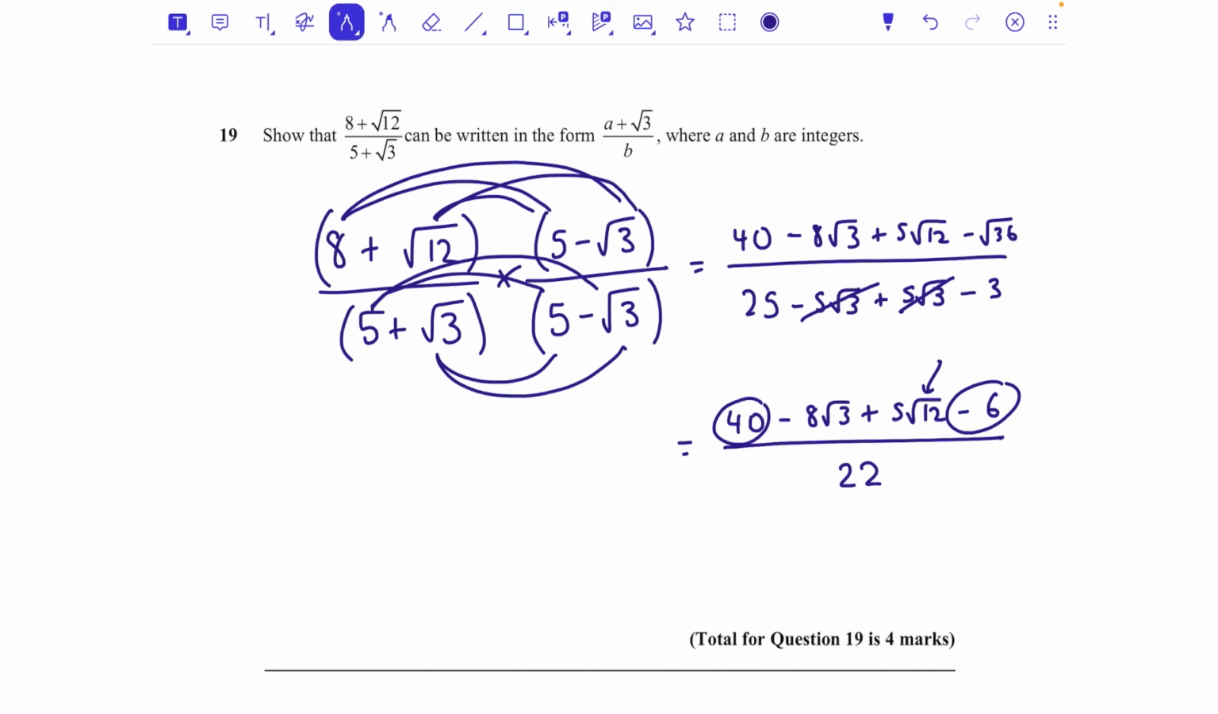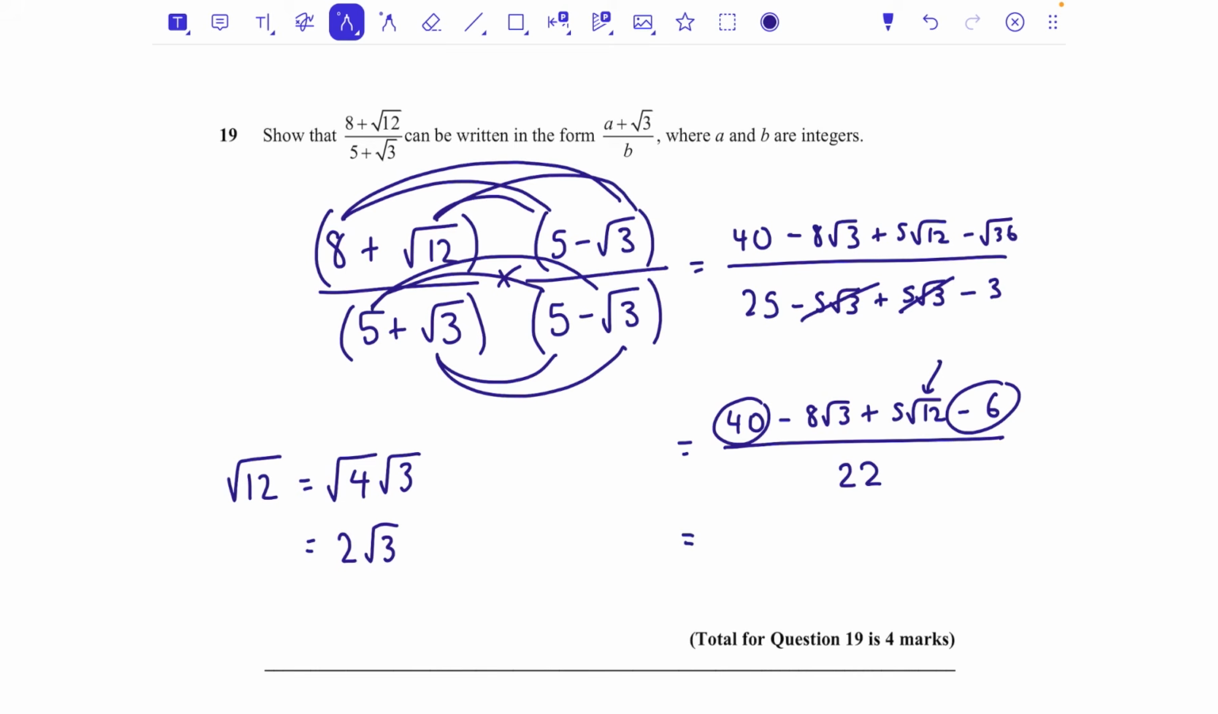My problem now is with root 12. Root 12 has a square number factor, and we can split that up to be root 4 root 3. The square root of 4 is 2, so root 12 can actually be written as 2 root 3, and that's simplifying surds if you're not sure what I did there.